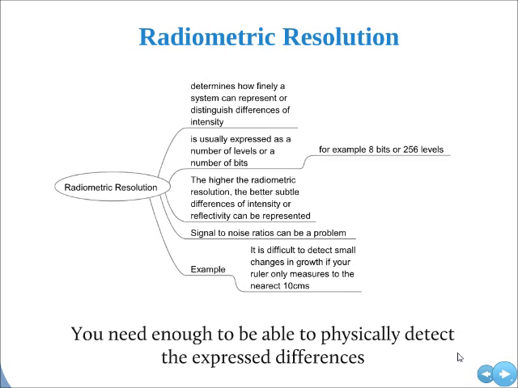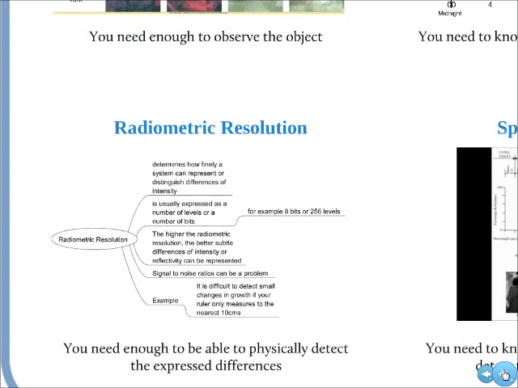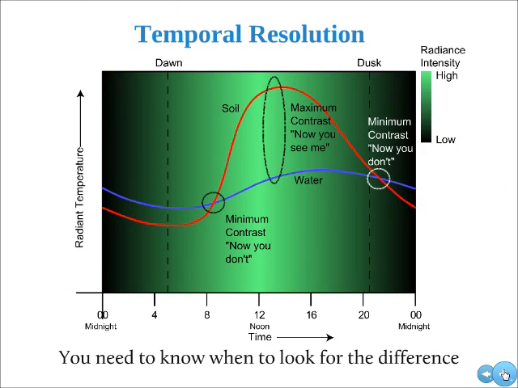Temporal resolution, we need to know when to look for the difference. Here we're looking at thermal contrasts throughout the day. So if we were taking measurements at just after 8 o'clock, there is no difference between the water and the soil. However, if we're taking our measurements just after solar noon, we see the maximum contrast. So we can have a problem of now you see me, now you don't.